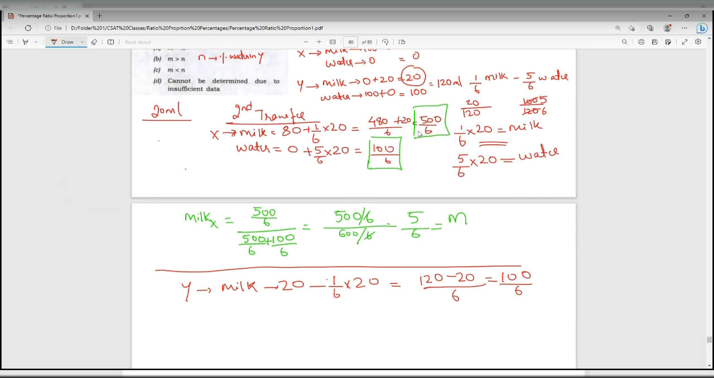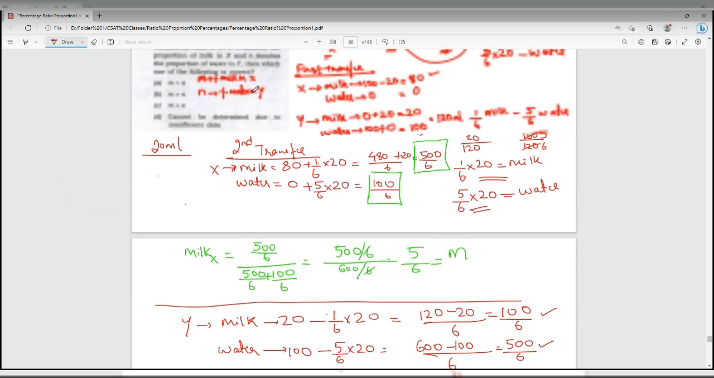And water was, earlier it was 100 ml. Now in that 100 ml, 5/6 of 20 ml is water, so 5/6 of 20 ml is decreasing. Again LCM is 6. So 600 minus 5 twos are 10, which is 100. This is 500/6. So in Y, milk is 100/6 and water is 500/6.